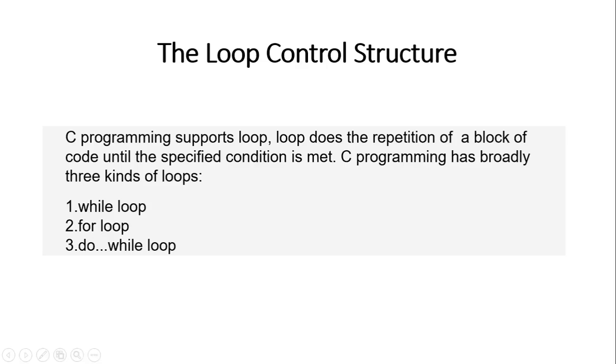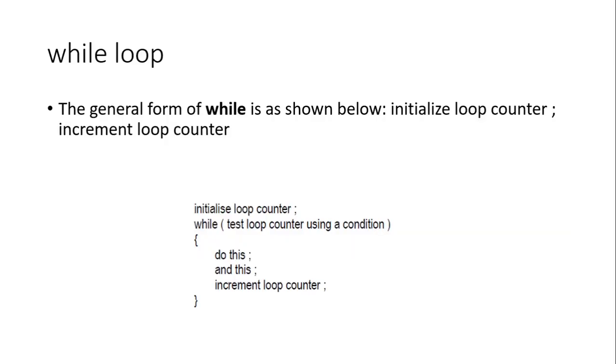C programming supports three types of loop. First one is the while loop, second one is the for loop, and third one is the do while loop. So let's understand the structure of the while loop and how it works. The general form of the while loop is as shown below.